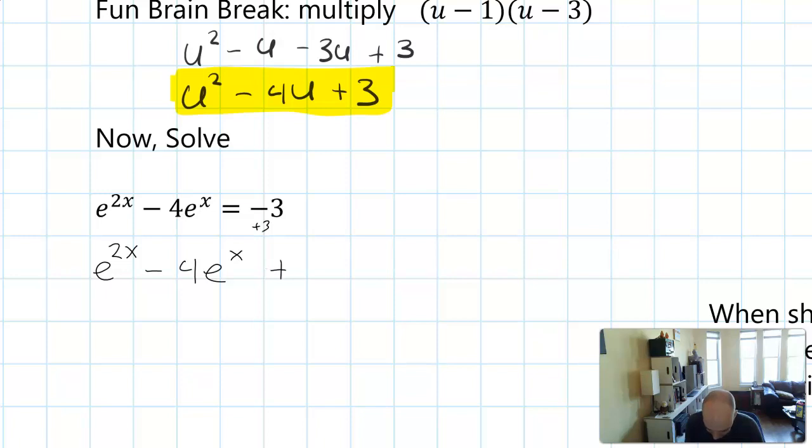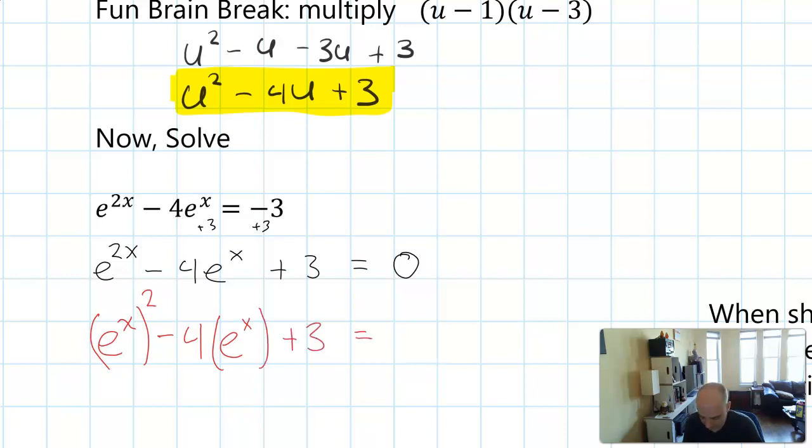We'll add 3. Get it looking like that. And then we're going to look for a hidden structure. When you see e to the 2x, think about our exponent rules. This is kind of like e to the x squared minus 4 e to the x plus 3. I haven't changed anything.